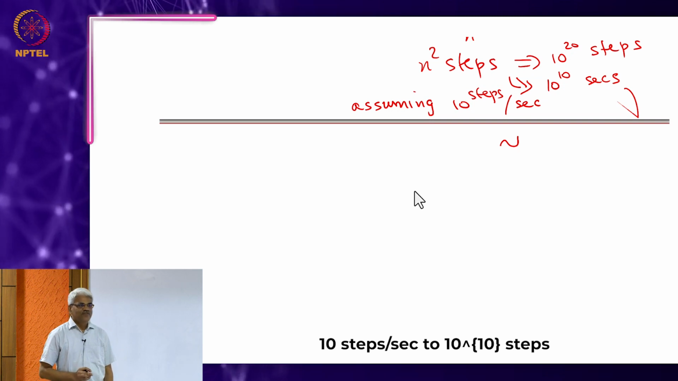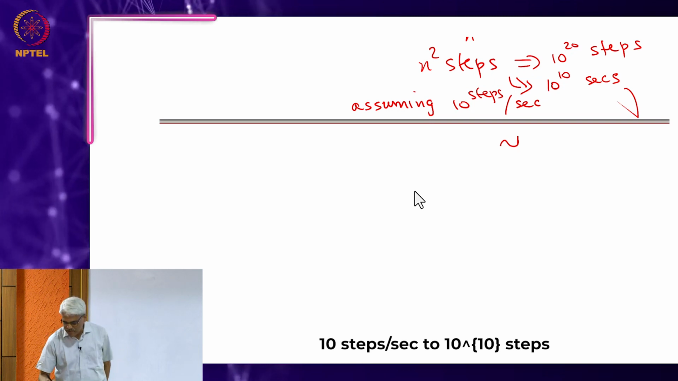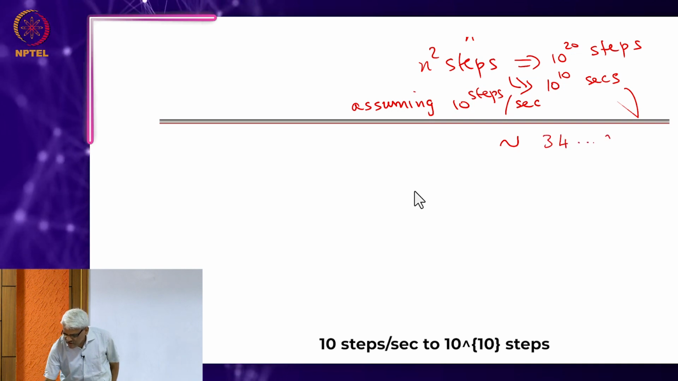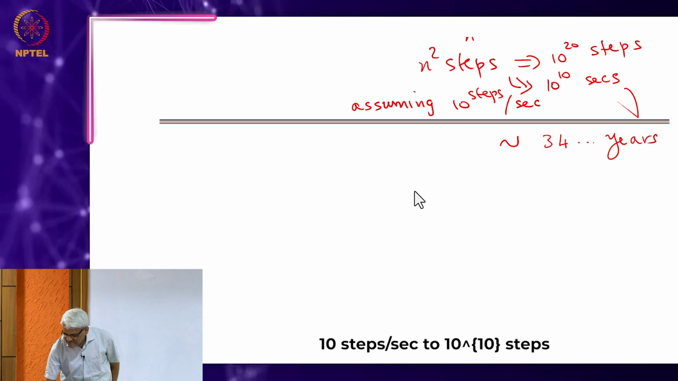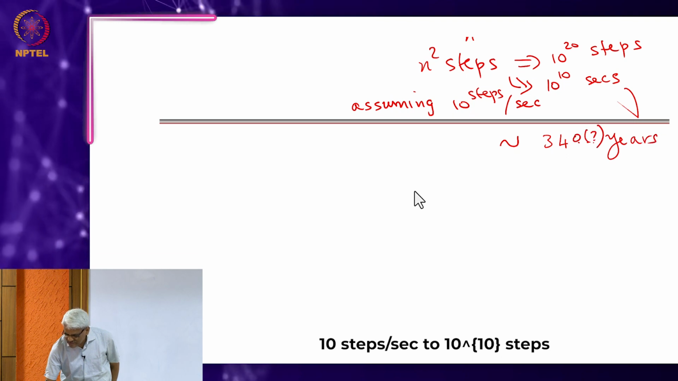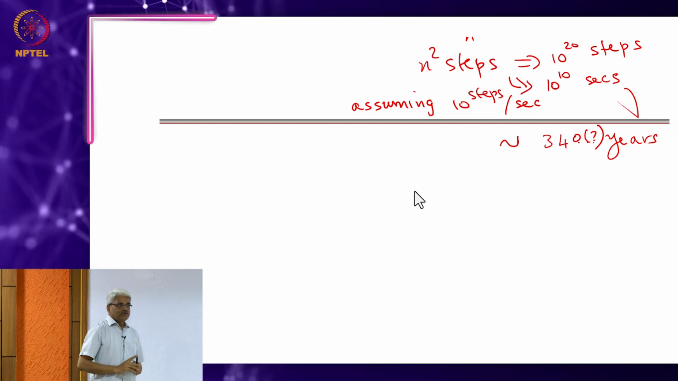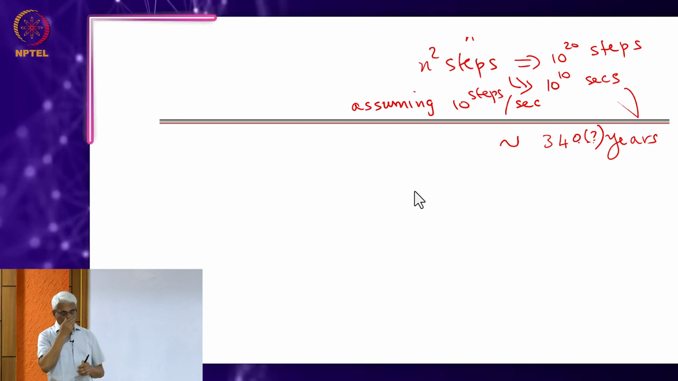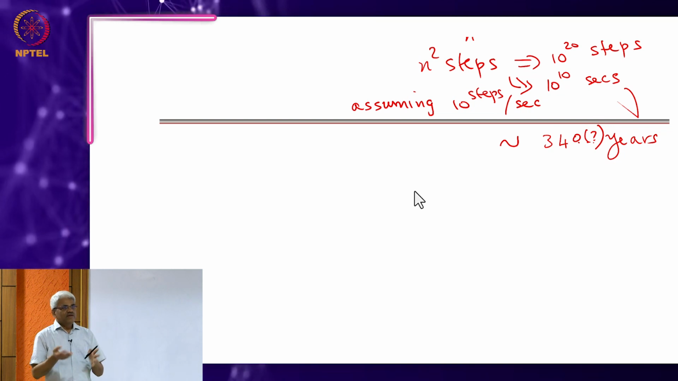You can check if you want to Google it. I think it's about 340 years. Okay. So n square is bad because n is large, but n log n is reasonable.